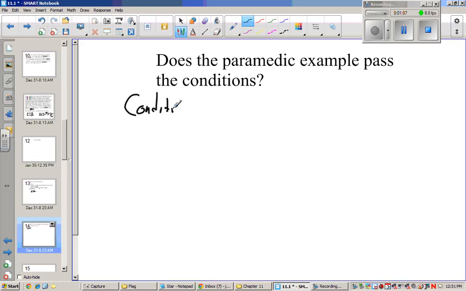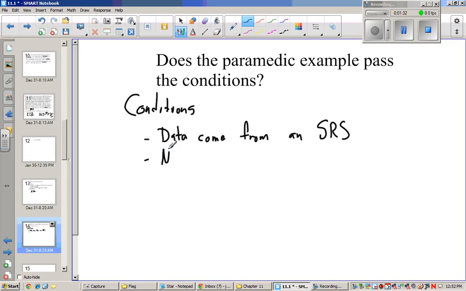So we write conditions. Our paramedic example, the data come from an SRS. And again, remember data is plural. So that's an easy one.